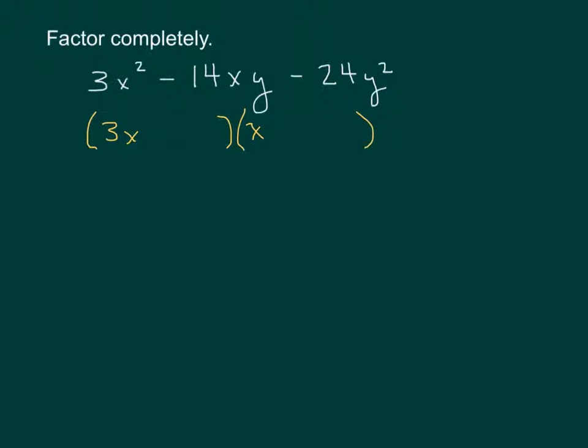So we know from multiplying binomials that we use the FOIL process, it's often called, where we multiply first term times first term, that's the F in FOIL. First term times first term, 3x times x makes 3x squared. We also know that the 24y squared, which is actually negative in this problem, would come from multiplying whatever goes in the last position in each set of parentheses.